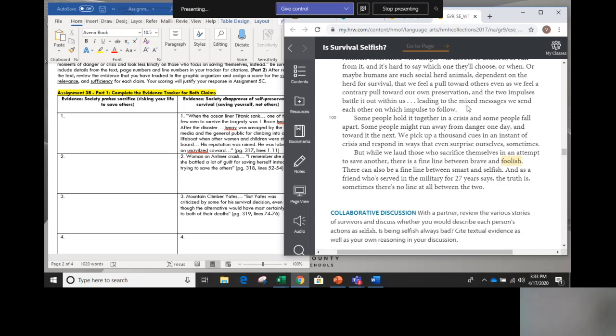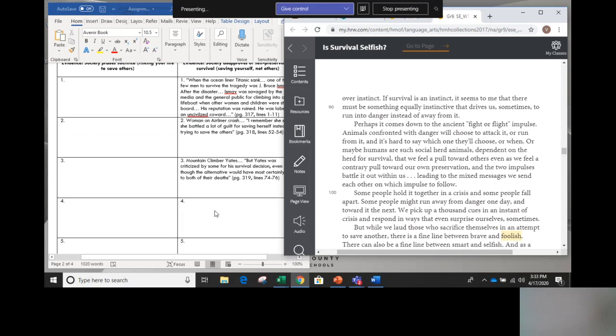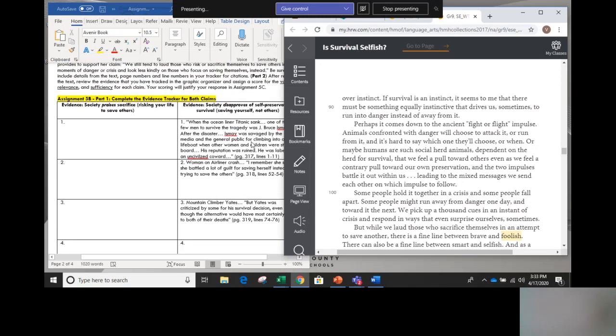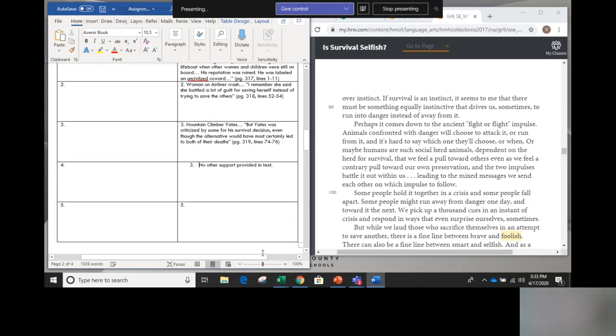Okay, so that's the end of that. And I know that I actually can't find any more evidence on this side that talks about how society disapproves. So I'm going to just add here, no other support provided or offered. No other support provided in text. I'm going to add that down here. I don't know why this 3 showed up. Once again, no other support provided in text.